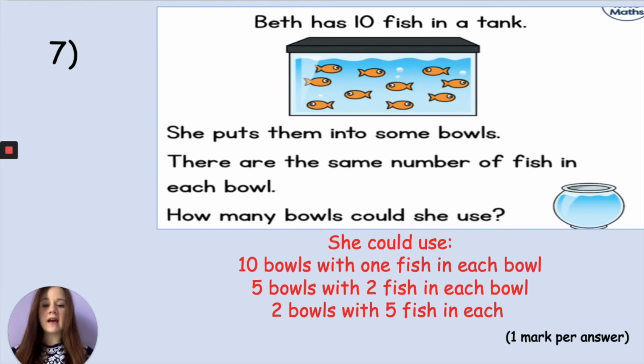So she could have had 10 bowls with 1 fish in each bowl. She could have had 5 bowls with 2 fish in each bowl, or she could have had 2 bowls with 5 fish in each. Okay, remember you get 1 mark per answer. Well done if you got any of those correct, because that's a really tricky question.